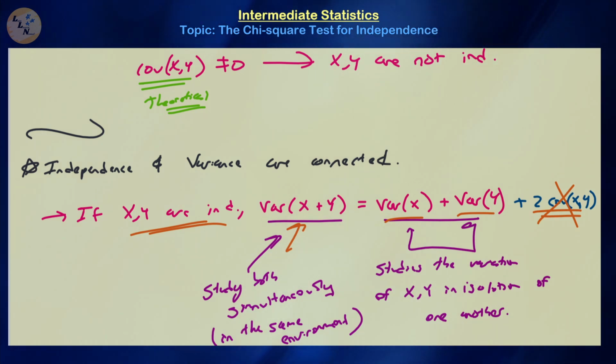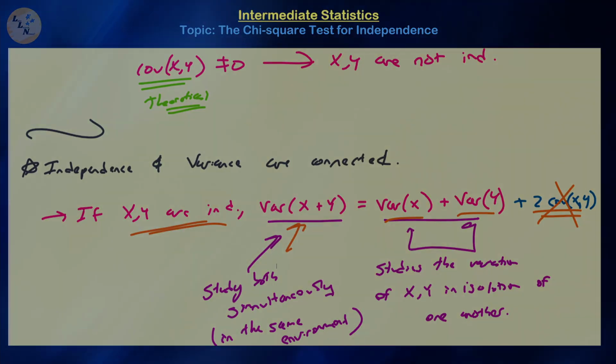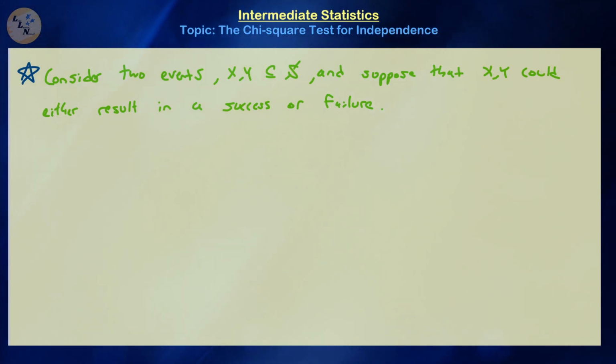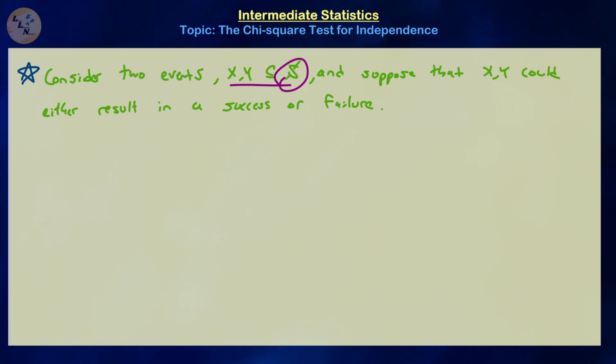So these are just some observations that we need in order to motivate the discussion of the test for independence. Now let's get to the main point of this conversation. In order to start the construction of the chi-square test for independence, it's going to be much easier to construct the motivation if we just consider two events, x and y, and let's assume that they're in the same sample space S, and that these events could either take one of two states, success or failure.